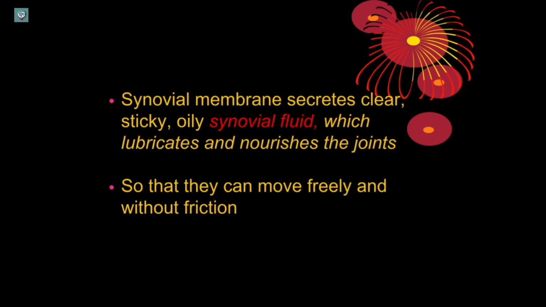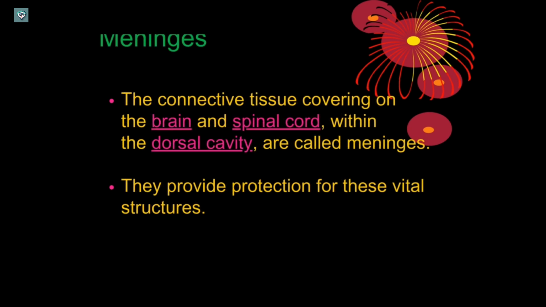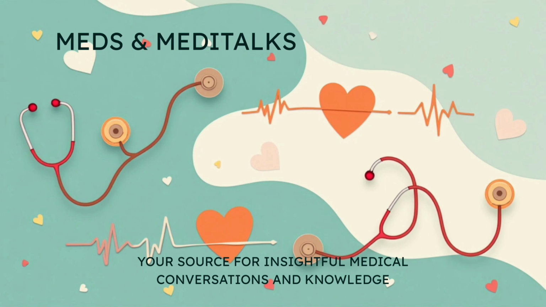Synovial membrane secretes clear, sticky, oily synovial fluid, which lubricates and nourishes the joints, so that they can move freely and without friction. Meninges. The connective tissue covering on the brain and spinal cord within the dorsal cavity are called meninges. They provide protection for these vital structures.